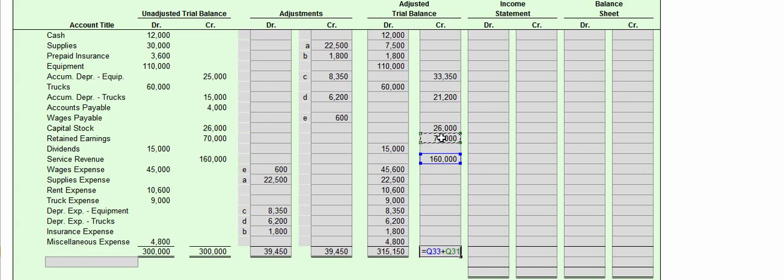Now let's hope our credit column totals to the same amount, and it should. 160,000 plus the 70 plus the 26,000 plus the 21,200 plus the 33,350. A lot fewer numbers in that column. Oh, we messed it somewhere. Okay, let's find our mistake. We're short.